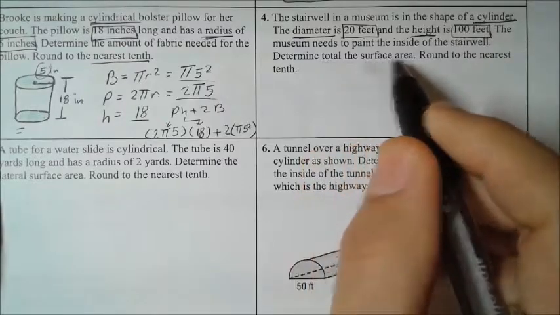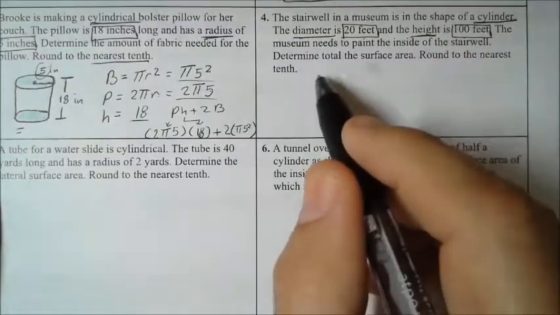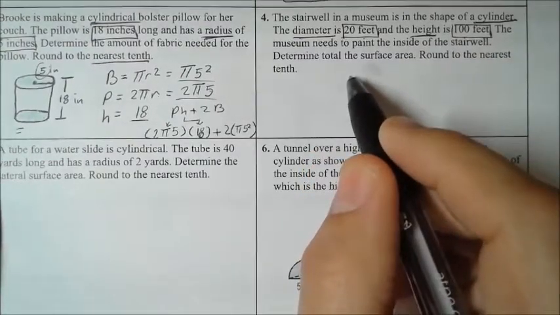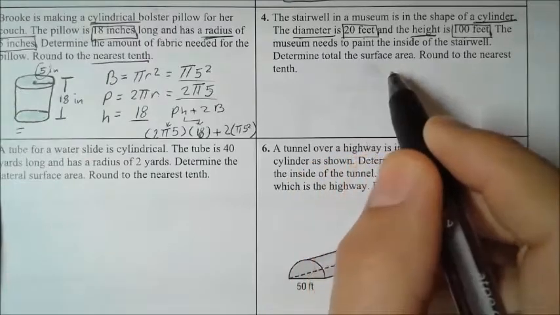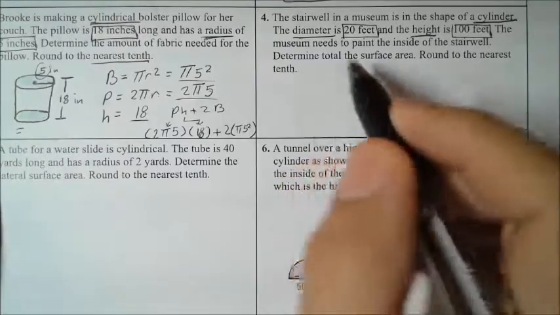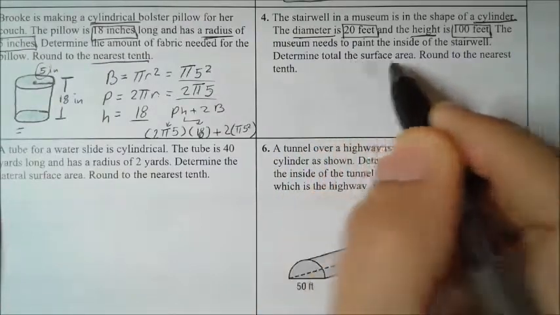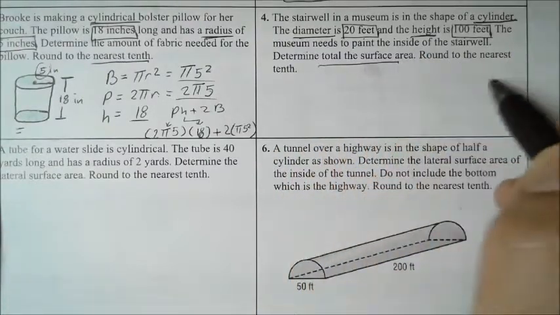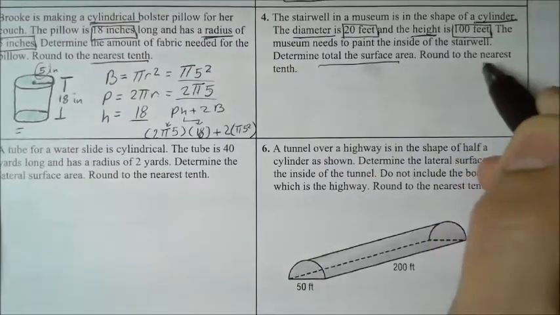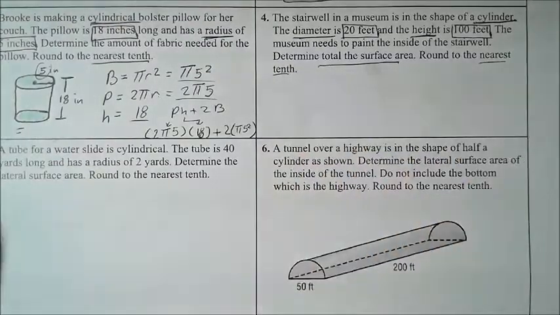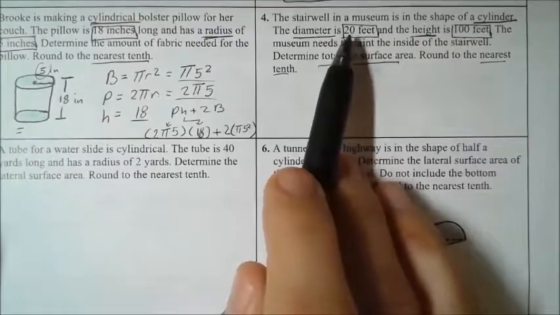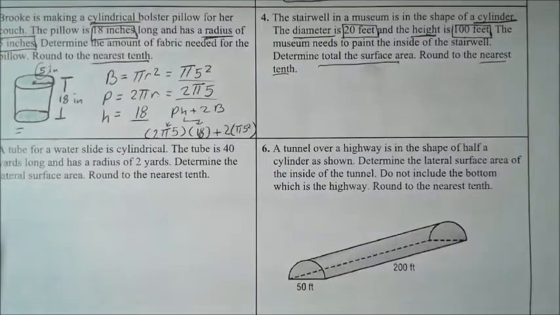The museum needs to paint the inside of the stairwell. Determine the total surface area. So I think they may have had a typo here. Determine the total surface area, I think is what they're supposed to be saying. So total surface area. And round to the nearest tenth. So we're going to round it to the nearest tenth. Now, we've already done our underlining and we've done our boxing. So the next step on this is we need to make sure that we draw the picture.